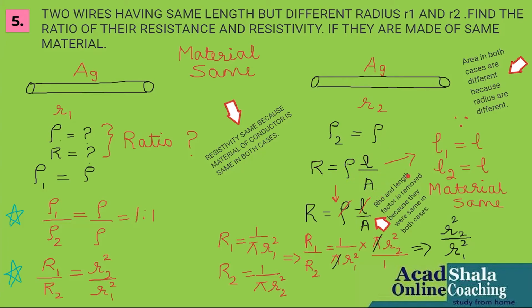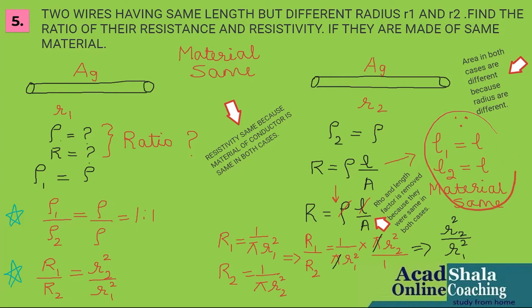Now what will I do? Now I have come to know that this rho is the same, fine. This length is the same, fine. Because I have come to know from the numerical, rho is the same because I have solved in case 1. Because the material is the same, the resistivity is the same. Length is the same because I know from the numerical only. L1 is L and L2 is L and the material is the same in both the cases.